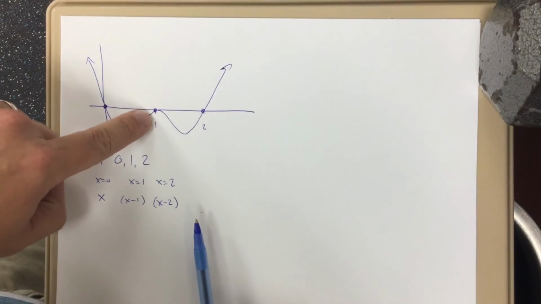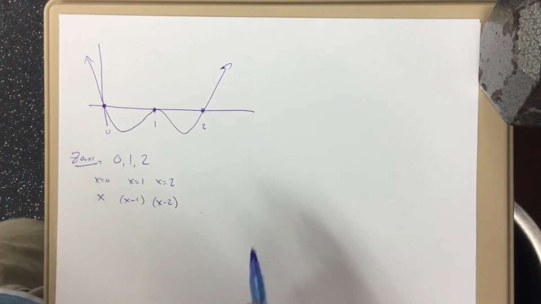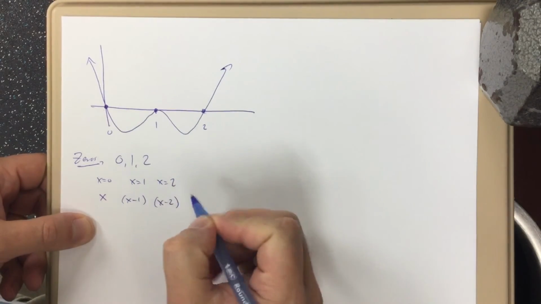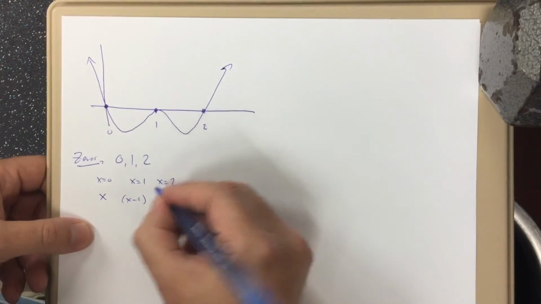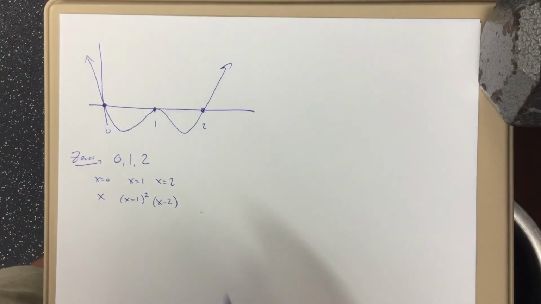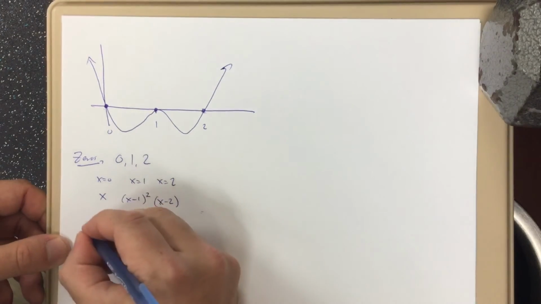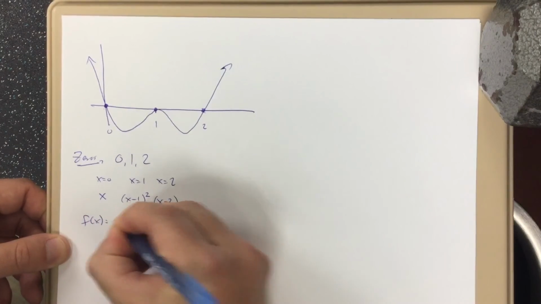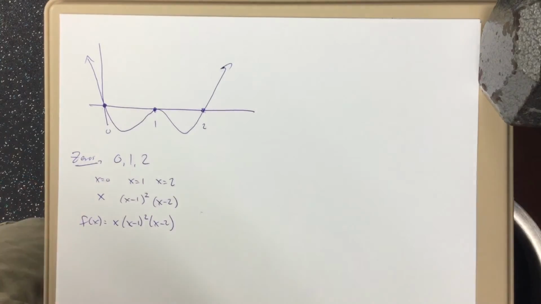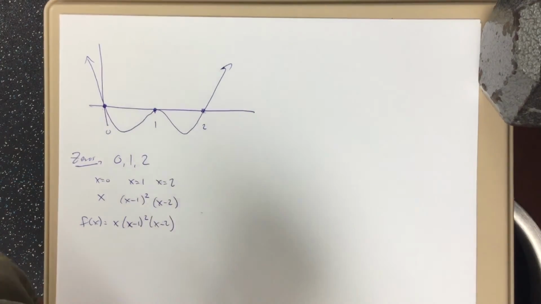This x minus 1 happens an even number of times because it bounces off. So this is going to be x minus 1, but it happens an even number of times, so we'll put it squared. And this would be our equation: f of x equals x times x minus 1 squared times x minus 2. That would be our equation for our function.